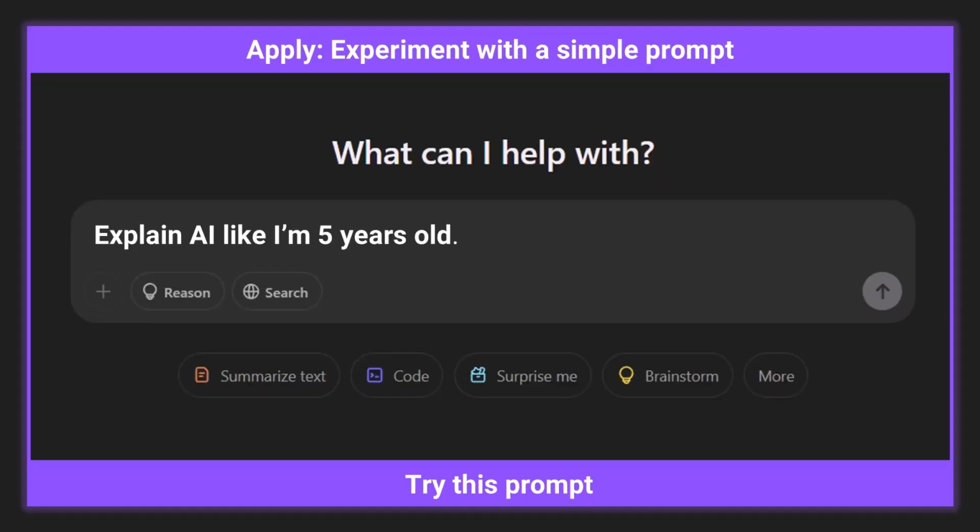Our next step is to modify the prompt and see how the response changes. Let's try, "Explain AI like I'm 5 years old."